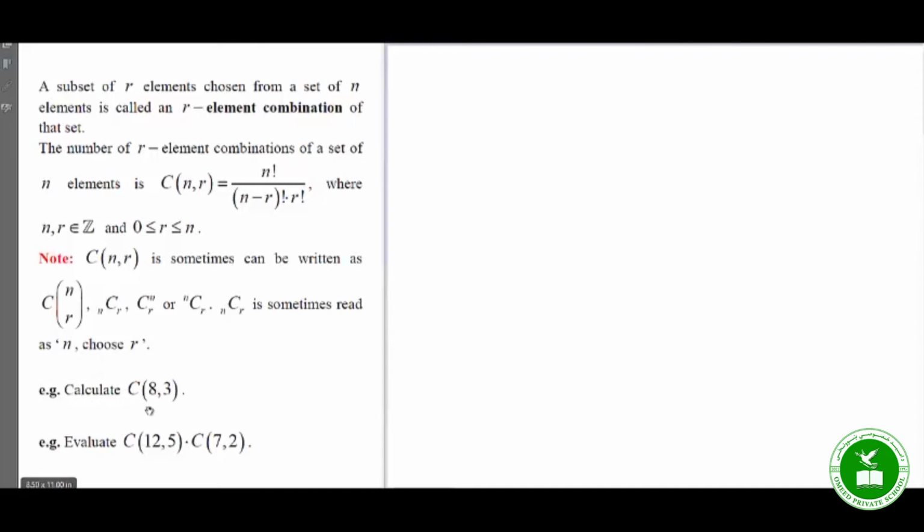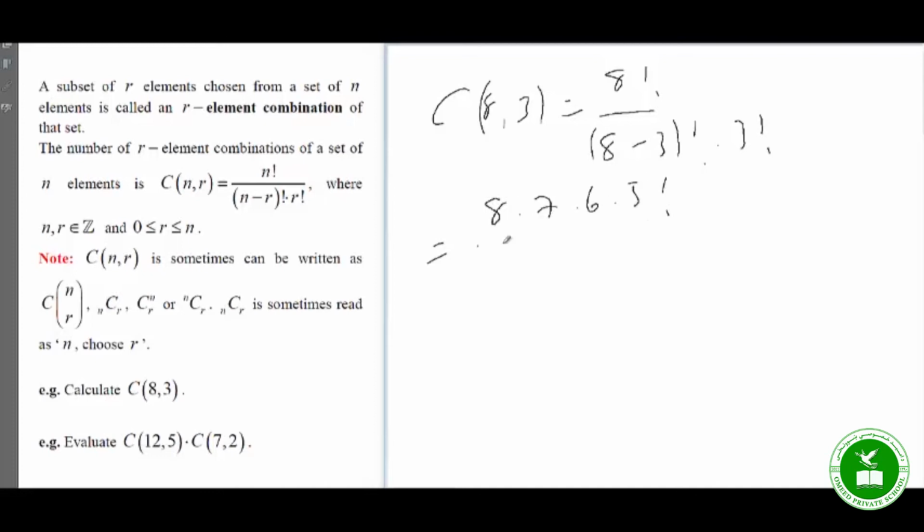Let's solve some examples. Let's calculate a combination of 3 from 8. As we know, combination of r from n is n factorial over n minus r factorial times r factorial. So we apply the same rule to this example. Combination of 3 from 8 is equal to 8 factorial over 8 minus 3 factorial times 3 factorial, which is equal to 8 times 7 times 6 times 5 factorial over 8 minus 3, which is 5 factorial, times 3 factorial. 5 factorial cancelled. 3 factorial is 6, so 3 factorial and 6 are cancelled. 8 times 7 is 56. So a combination of 3 from 8 is 56.